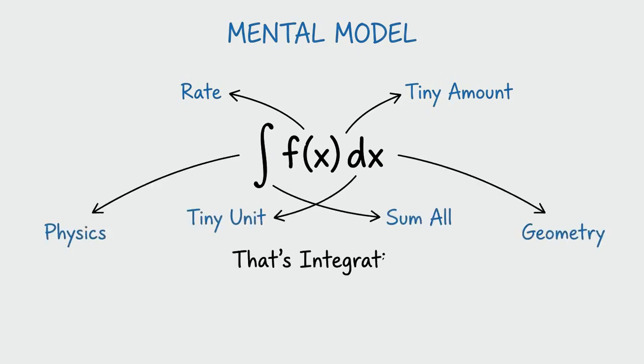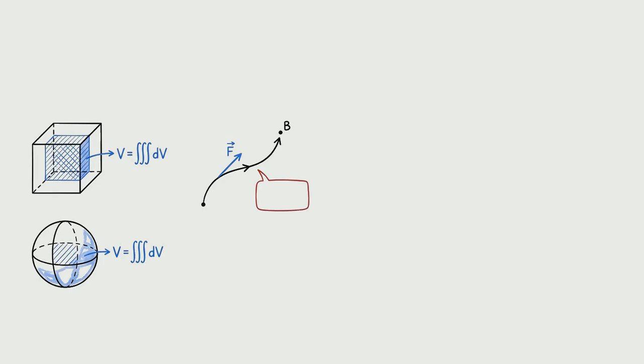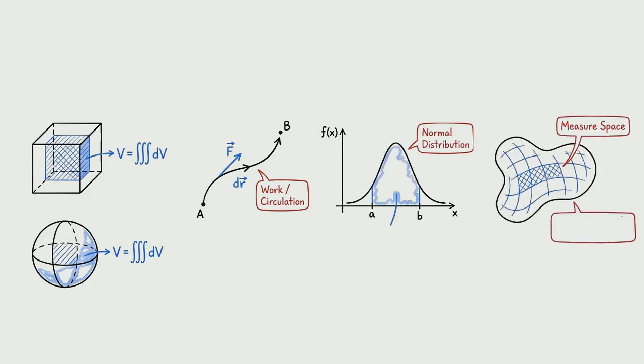And this idea extends. In higher dimensions, you integrate over areas or volumes. In physics, you integrate along curves or surfaces. In probability, you integrate over distributions. In advanced math, you integrate over abstract spaces. But it's always the same idea. Total equals sum of tiny contributions.